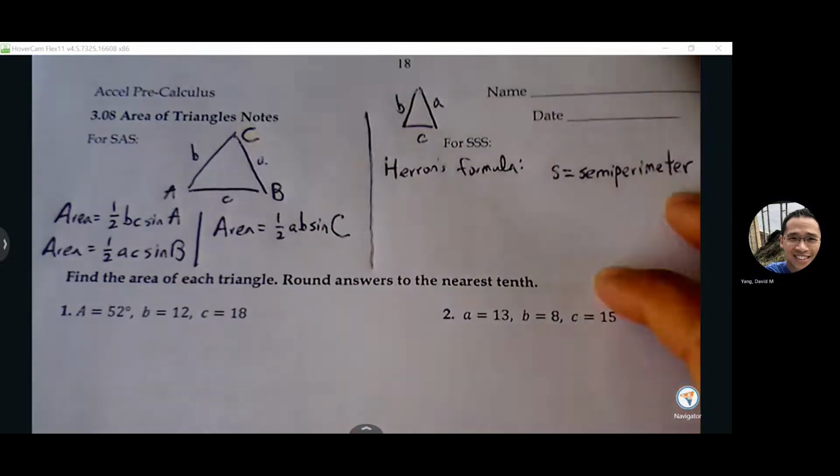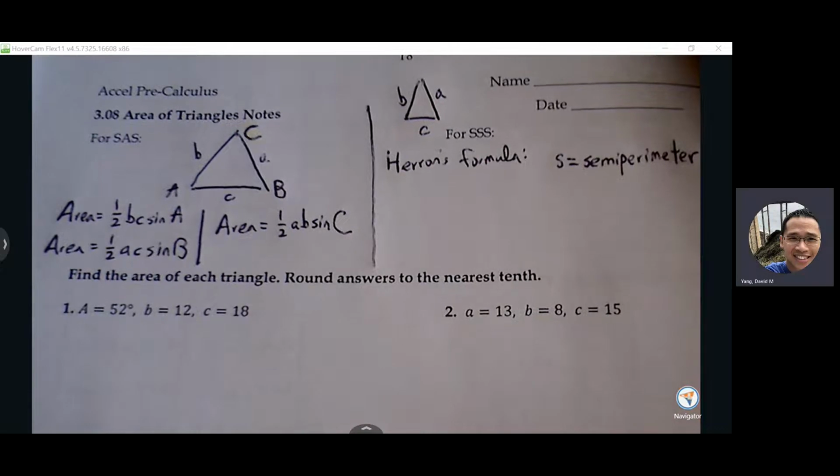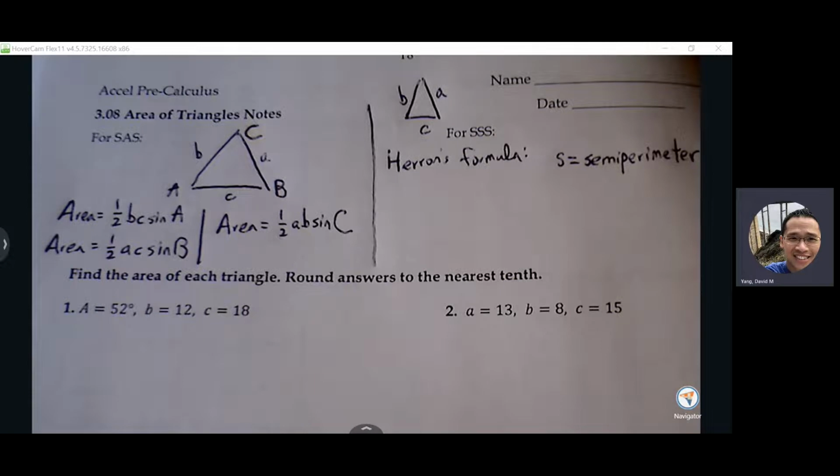They're all the same formulas. It just depends on what information you have. If you have BC and angle A, then you use that first formula. If you have side AC and angle B, but either way, if they give you side angle side, your angle is sandwiched between two sides, so you just pick whatever the appropriate formula is.